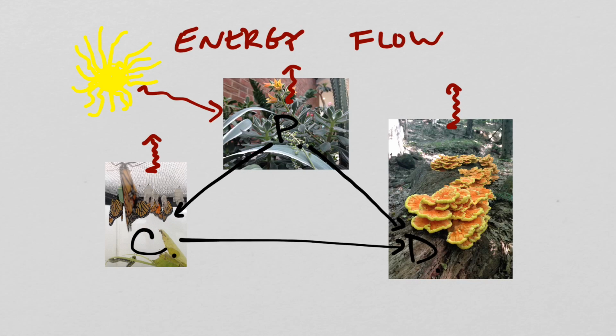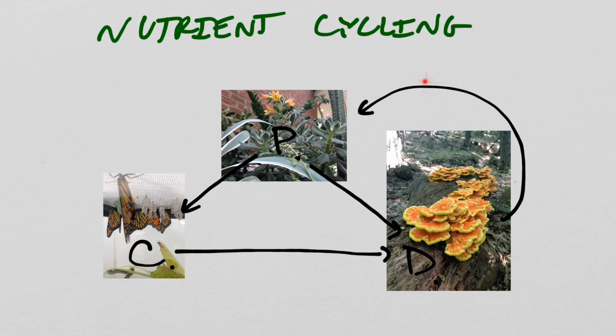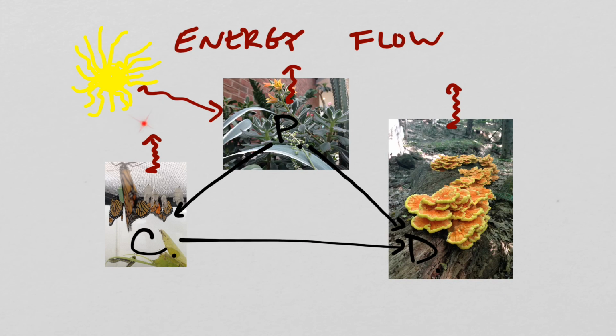So in comparison to our nutrient cycle, where all our nutrients are coming back into the cycle again, energy has a one-directional flow into and then out of our ecosystem. Okay, pretty basic screencast to start off. That is it.